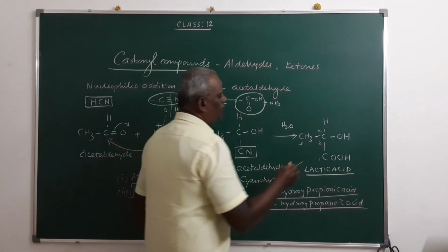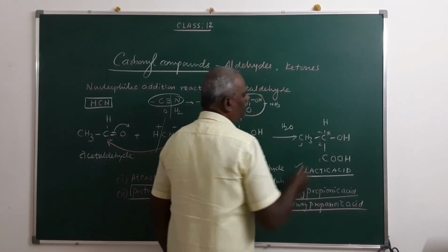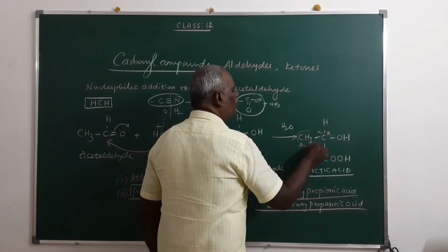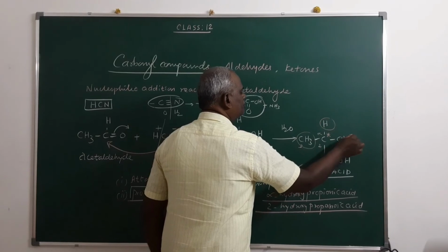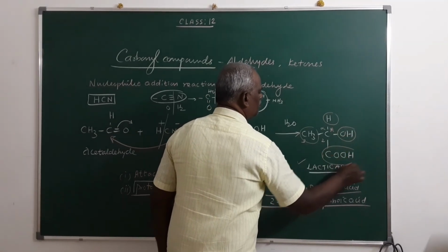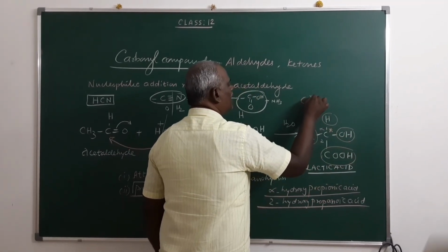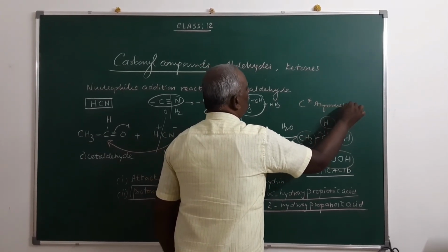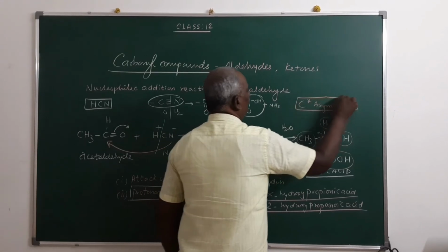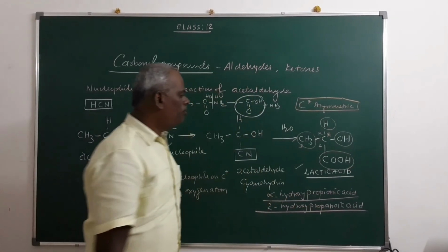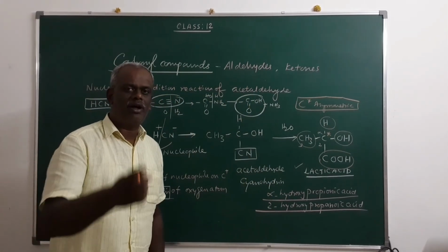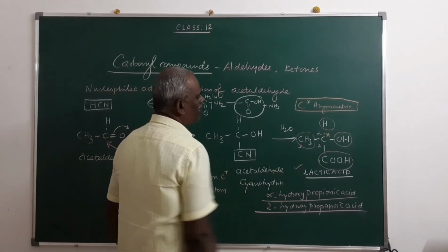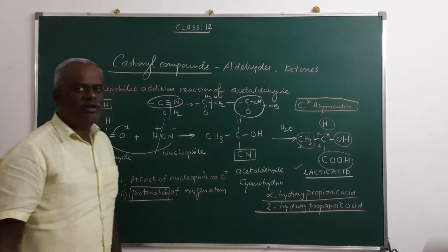Why is this called optically active? The carbon which is bonded with 4 different groups we can call an asymmetric carbon. Compounds containing an asymmetric carbon, where the compound and its mirror image are not superimposable, are optically active. And thus this compound is optically active as it contains an asymmetric carbon.